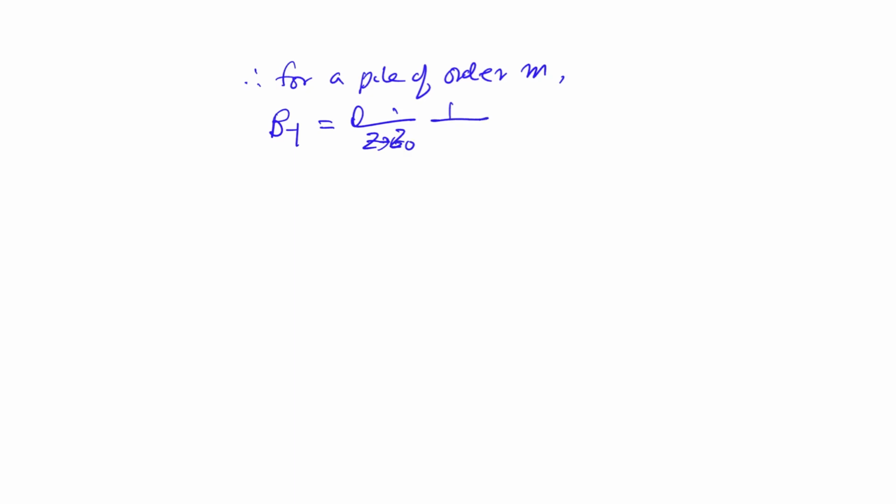So therefore, for a pole of order m, b minus 1 is the limit as z goes to z naught of 1 over m minus 1 factorial, d^(m-1)/dz^(m-1) of (z minus z naught) to the m times f(z).